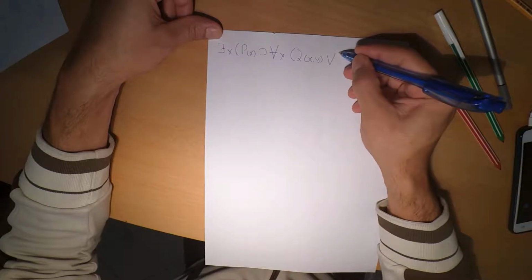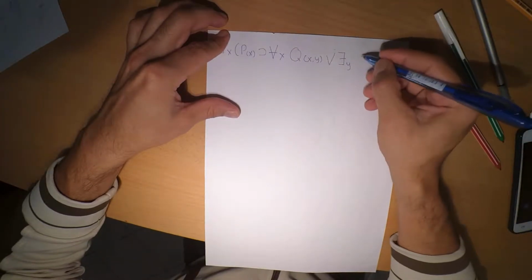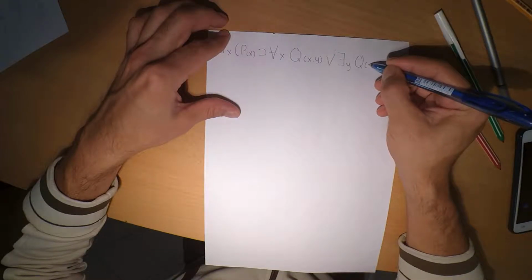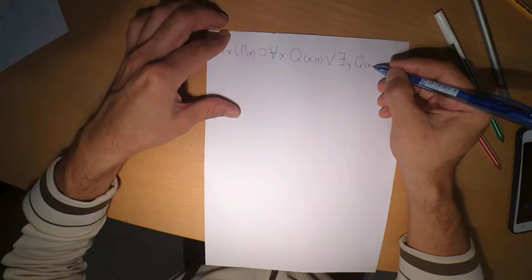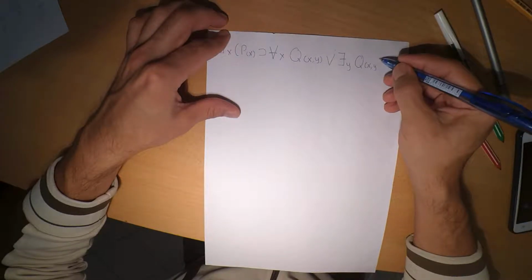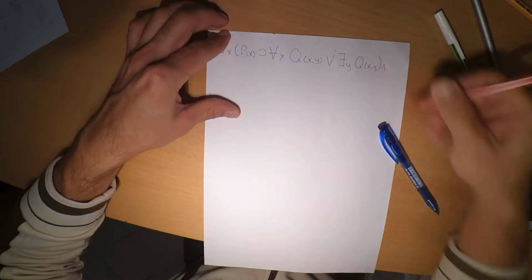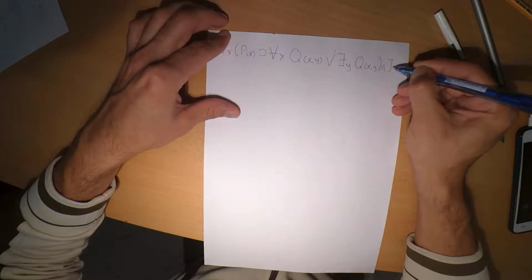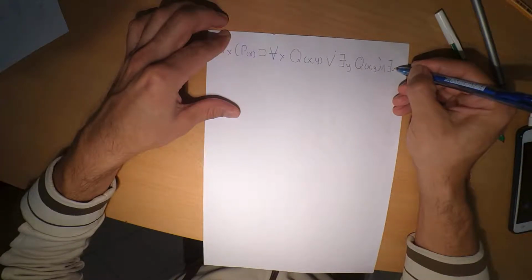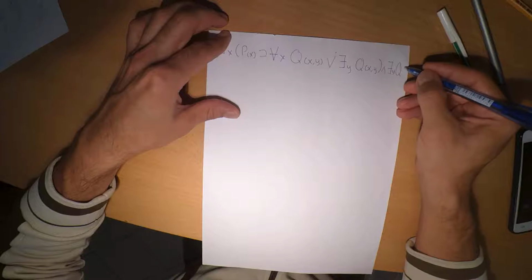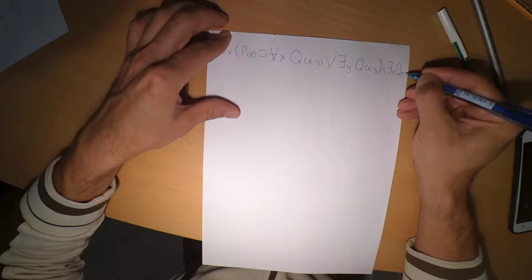this junction, existence y, then q, and this q will have these two arguments, x and y. So here we have one conjunction, and this conjunction will have the existential y, and q will have the y and the x, two arguments.